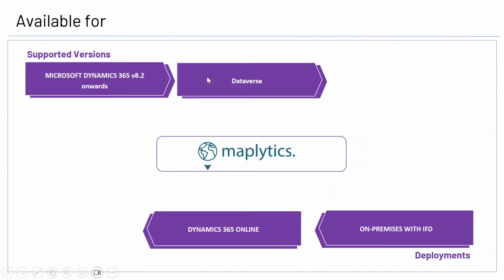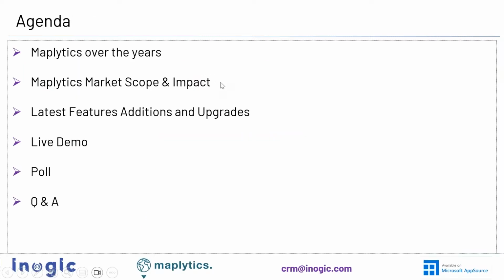Coming to the Maplytics part, Maplytics is available on both deployments, that is online as well as on-premise, and it is available for Dynamics 365 CRM as well as Dataverse.